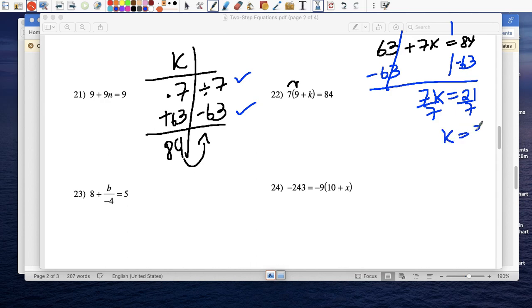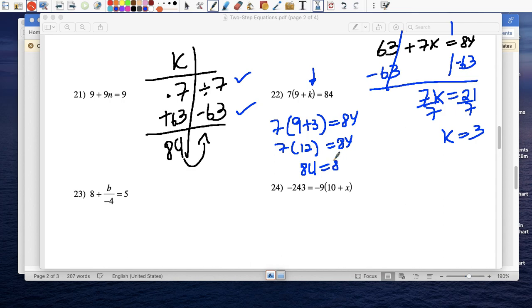K equals 3. So to make that equation true, they're saying that this k here has to be 3. Well, let's substitute. 7 times (9 plus 3) equals 84. 7 times 12 equals 84. Let's multiply 7 times 12. It is 84, which equals 84 on the other side. Last question.